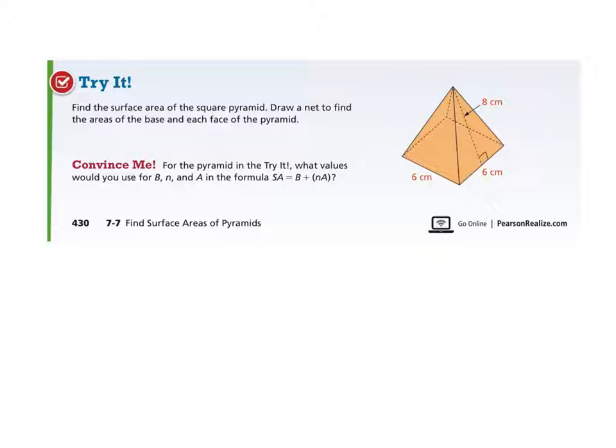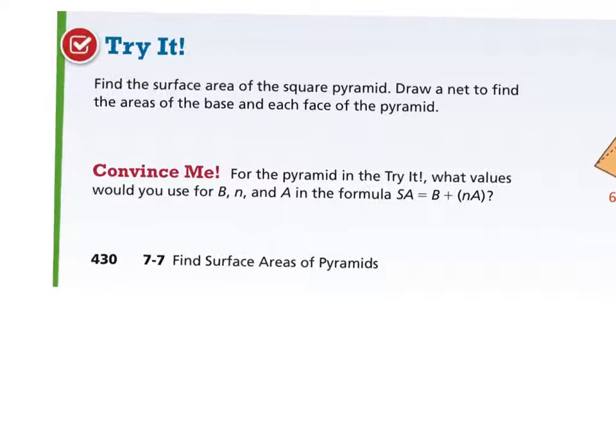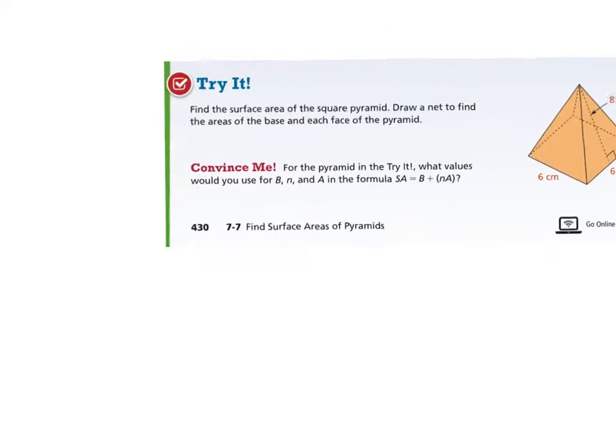Look at the try it at the bottom of the page. We are being asked to do pretty much the same thing we just did on example 1. So we are finding the surface area of the square pyramid. Technically on this problem it says draw a net to find the areas of the base and each face of the pyramid. So since it said draw a net, we should probably draw a net. If they didn't ask me to do that, I probably wouldn't do it, but that's kind of a personal preference.